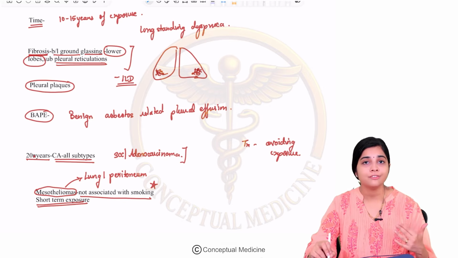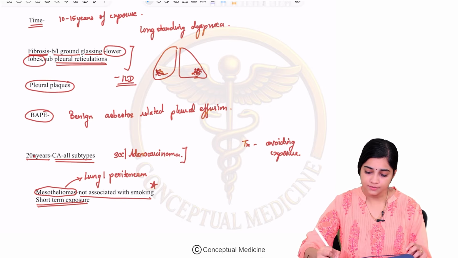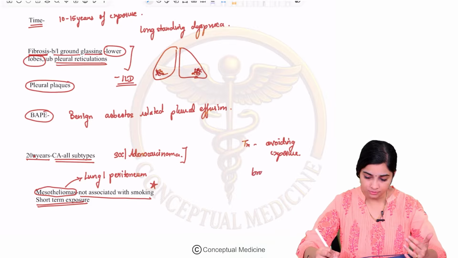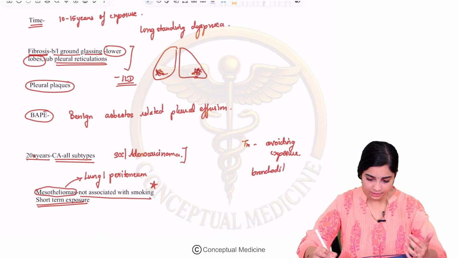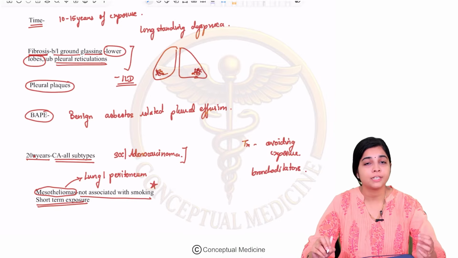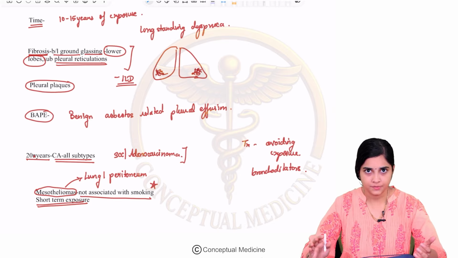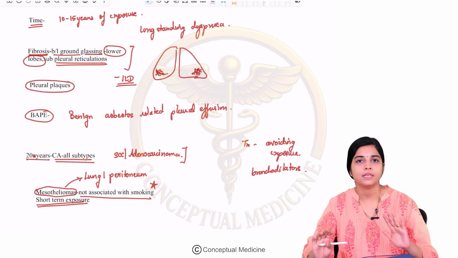Okay. Now, if the patient is in earlier stages of the disease, you can give symptomatic treatment, give them bronchodilators. But if the fibrosis has set in or if there is development of carcinoma, these are not going to be reversed and you have to treat them accordingly. Okay. So this is about asbestosis.